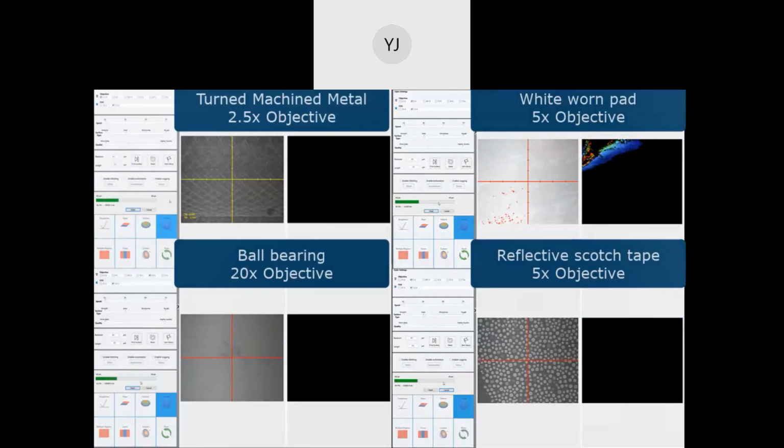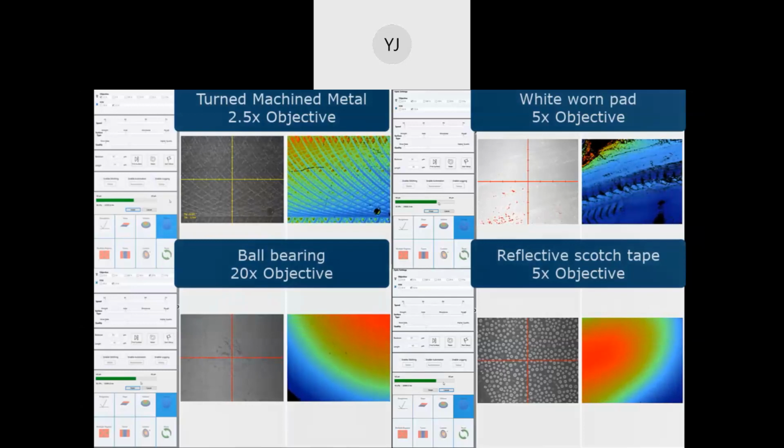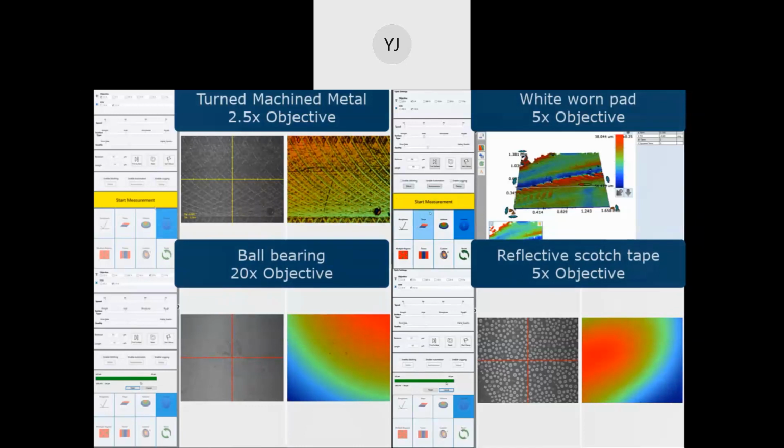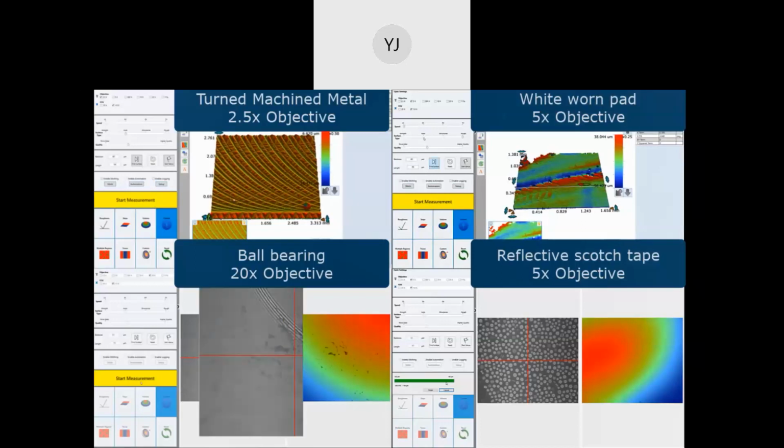You can see on the top, it's a machined metal surface. And then you have a pad, ball bearings, and scotch tapes, right? You have different kinds of surfaces. And all the data that you see, the video you see, is a real-time recording, right? There's no speed up or anything. So you can see how quick it is from press start to get the data, right?